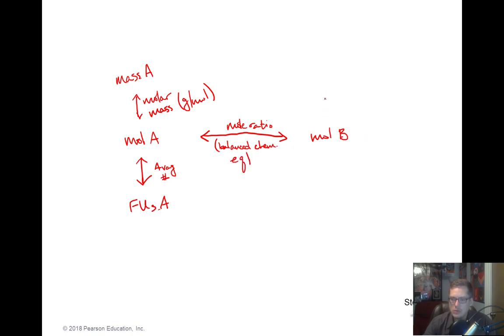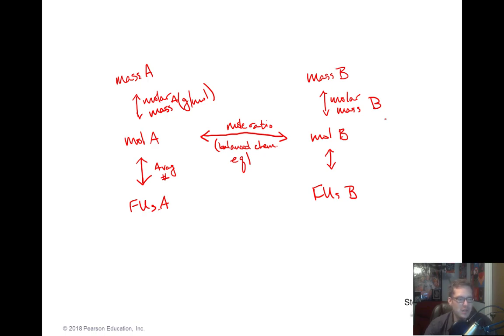And then once we're at moles of B, then it's a simple matter of just using the molar mass of B to convert it to mass of B. So we'll just notate that it's for B. This guy was for A. I'm adding stuff after the fact here. And then we can go from moles of B to formula units of B, right, using Avogadro's number. And Avogadro's number is the same for everything, right? So anyway, that's our roadmap.